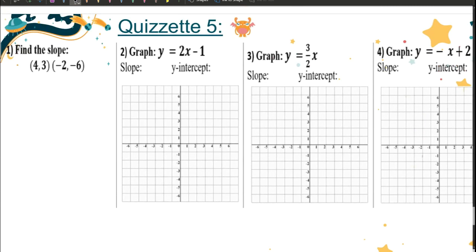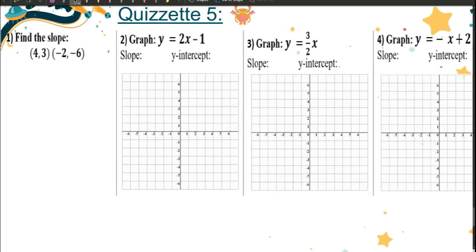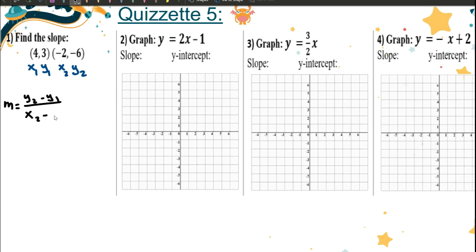Quizette 5. Okay, number 1. Find the slope passing through 2 points, (4, 3) and (-2, -6). So how do you label the points? You label them x and y, because this is an xy ordered pair. Then we have x1, y1 because it's the first point, and x2, y2 because it's the second point. All right, the slope formula: m equals y2 minus y1 over x2 minus x1.